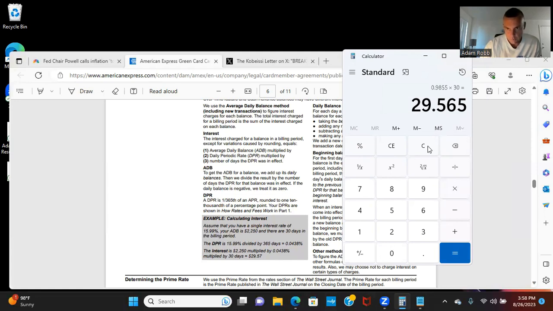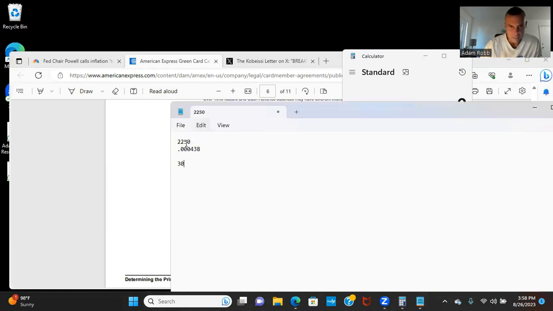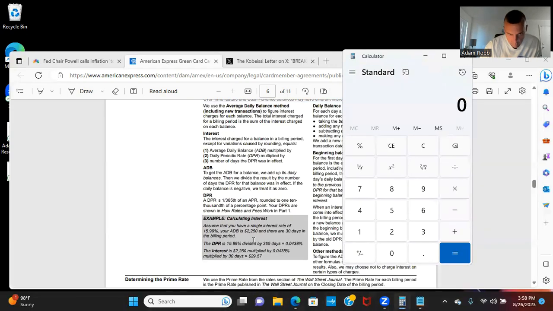So let's say, for example, the rate goes up, because right now that would actually be a good rate, as the average credit card APR is like 24%. So let's just say it's 24.99%. So 2250, and we'll do this calculation for 24.99% APR.